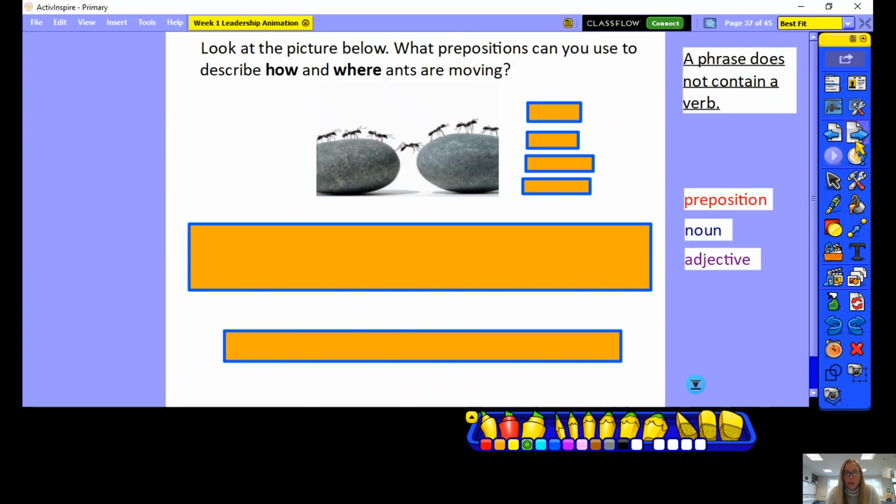Okay, let's look at the picture below. Let's think about what prepositions you could use to describe how and where the ants are moving. This will help you with your writing when we come to write our story about the animation with the ants. So pause the video now while you think about some of those prepositions and write down as many prepositions as you can to describe where the ants are in that picture.